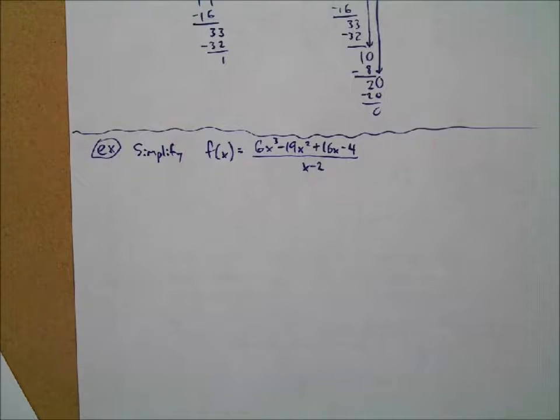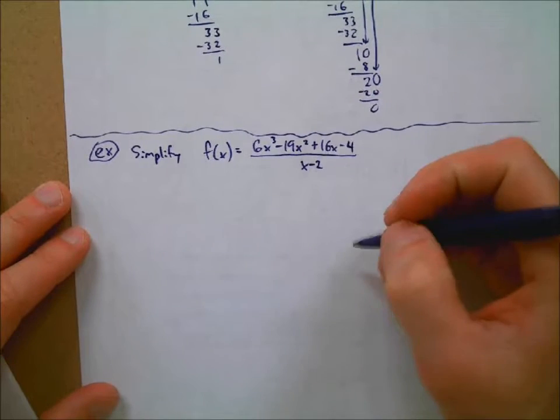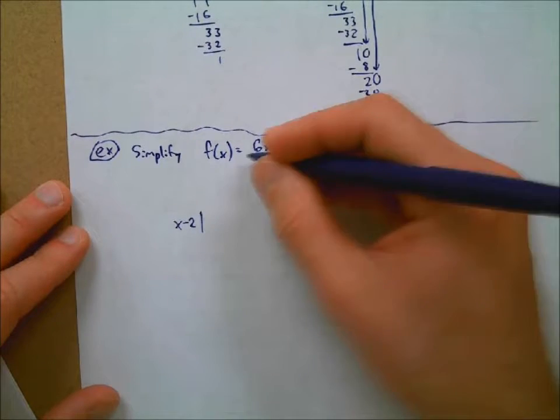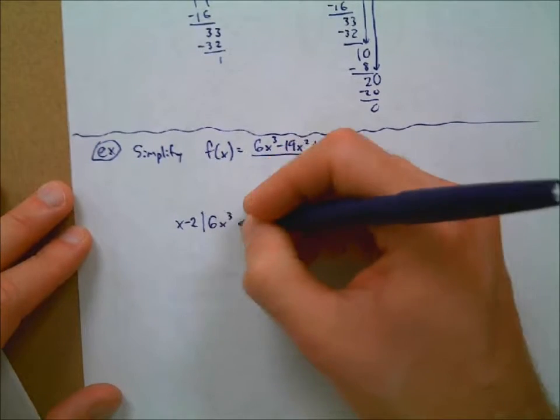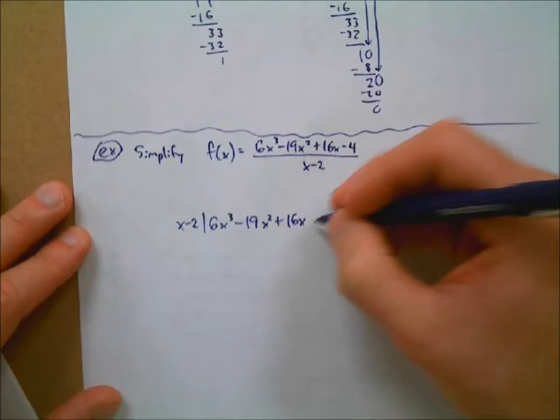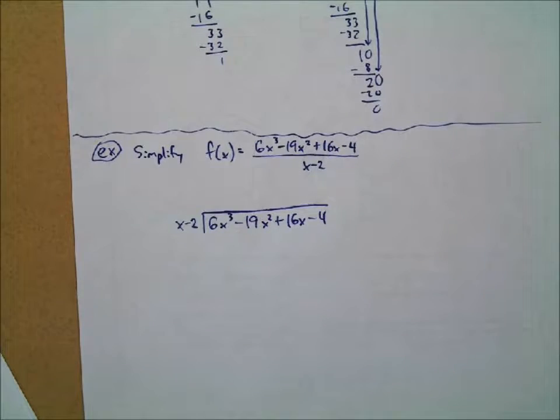So this is division. When you have a big fraction bar like that, it means division. So we'll put that x minus 2 on the side there, and we'll put the 6x cubed minus 19x squared plus 16x minus 4. Is it important that we have the polynomial in descending order here? Yes, very important.